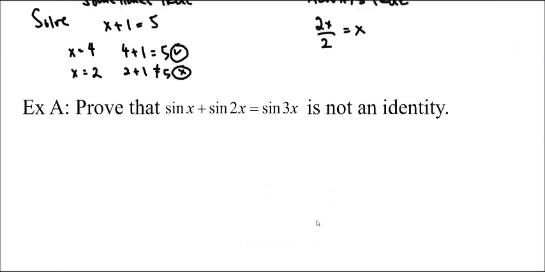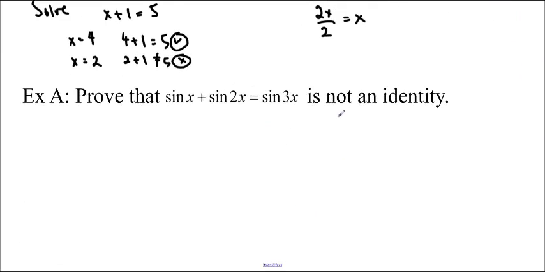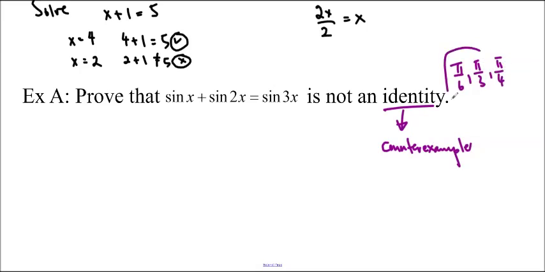So if we try this, the first example says prove that sine x plus sine 2x equals sine 3x is not an identity. So if it's not an identity, that means I just need a counterexample. And in the world of trig identities, it's easiest to use pi over 6, pi over 3, or pi over 4. Usually pi over 6 and pi over 3 are best. And that's because these are the special triangles, so we know the exact values for our trig ratios, and if pi over 6 and pi over 3 don't work, then usually nothing works. Pi over 4, pi over 2, pi, those all have a tendency to work even if the identity is not really an identity, so you just have to be a little bit careful about that.